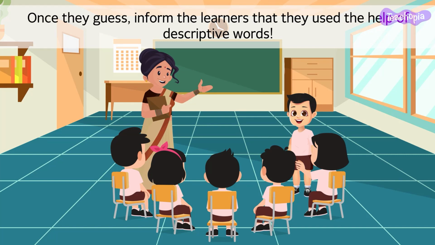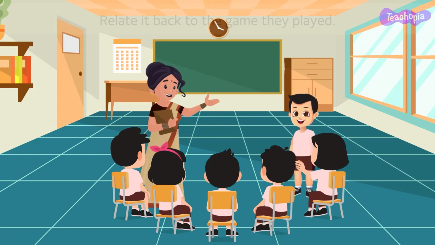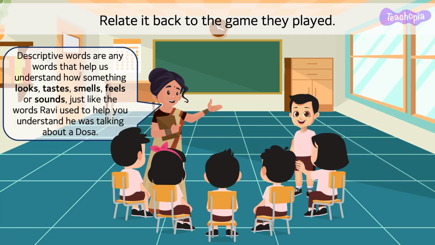Once they guess, inform the learners that they used the help of adjectives or descriptive words to find the answer. Children, you used descriptive words to help you guess what Ravi was thinking. Relate it back to the game they played to help them reflect on what they did. Descriptive words are any words that help us understand how something looks, tastes, smells, feels, or even sounds. Just like the words Ravi used to help you understand he was talking about a dosa.